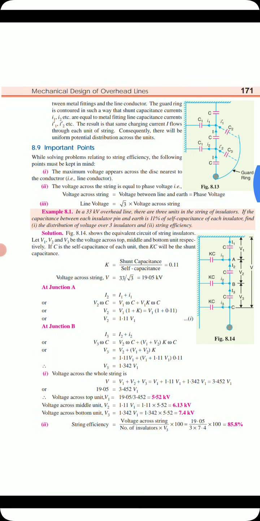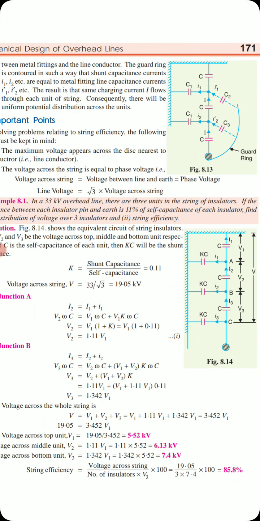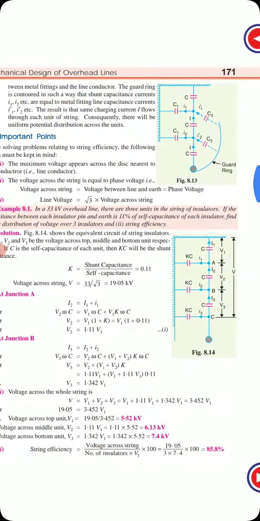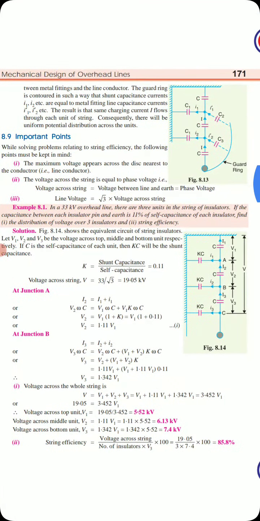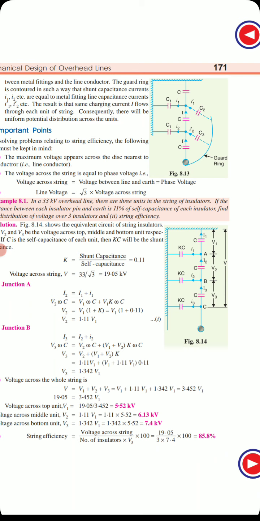We will see one problem here, example 8.1. In a 33 kV overhead line, there are 3 units in the string of insulators. If the capacitance between each insulator pin and earth is 11% of the self capacitance of each insulator, find the distribution of voltage over the 3 insulators and the string efficiency. We can see in this figure 8.14, 3 capacitors are there because of the 3 insulators.